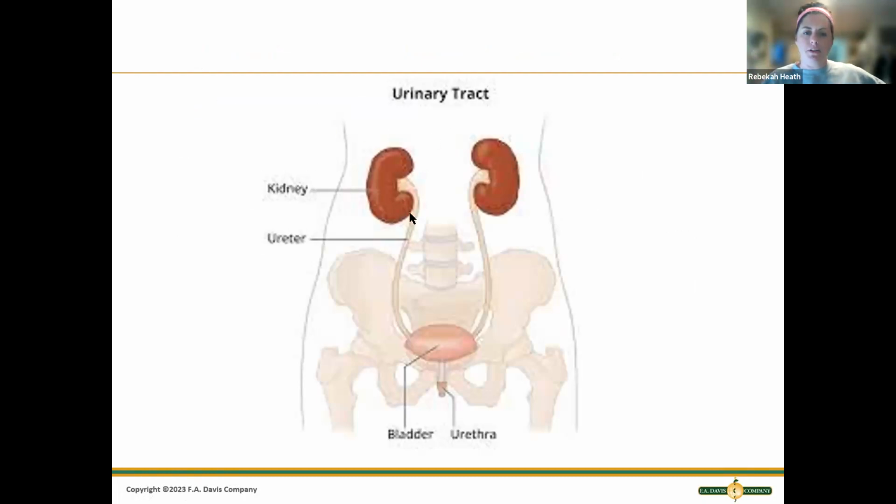All right, so here you see we have 2 kidneys, and these little tubes, both on this side and this side, are called the ureters that lead down to the bladder, and then you have the urethra, and that's what empties out the bladder. So of course, women are going to have a urethra that's fairly short. Men are going to have a urethra that's a bit longer because they have a penis, and that extends the length of their urethra.